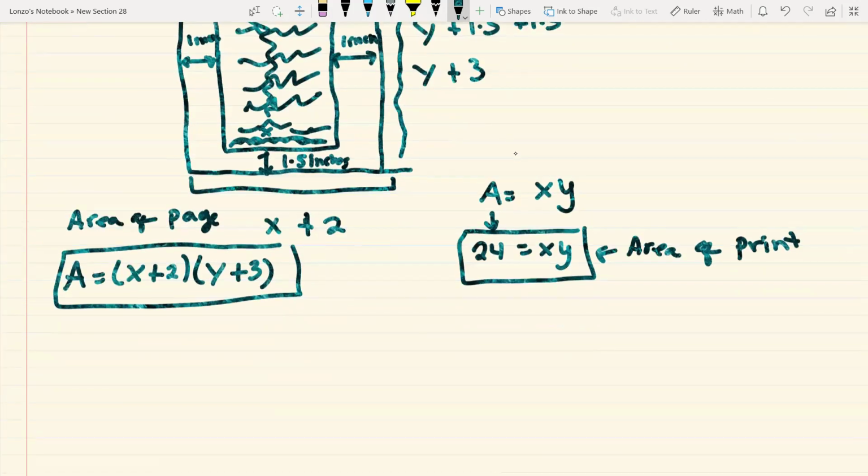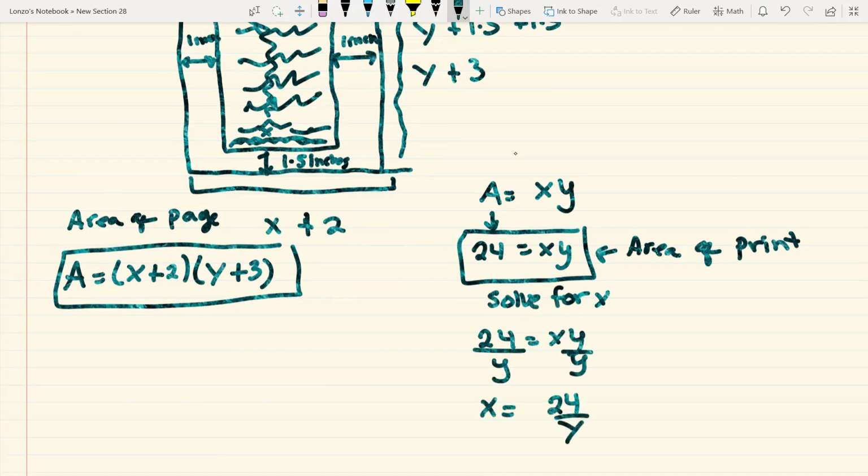I think you can get away with solving for x or y. It doesn't matter. Maybe I'll solve for x. So 24 equals x times y, and I'm going to solve for x. I'm going to divide both sides by y. I get x equals 24 over y, right?